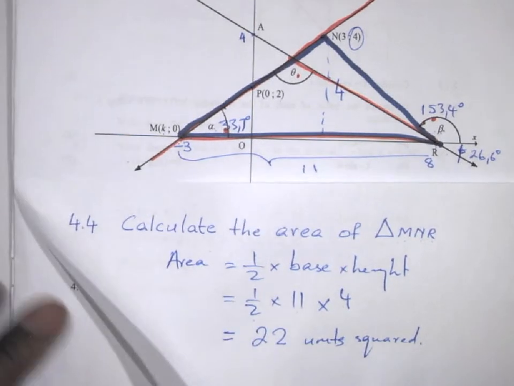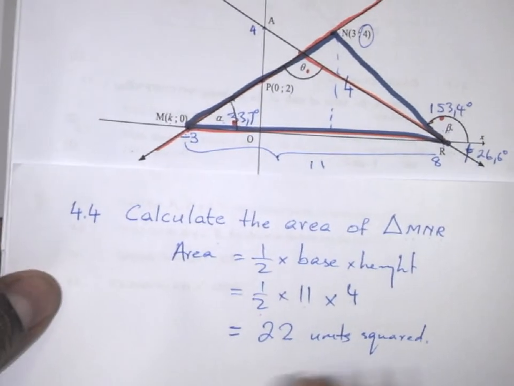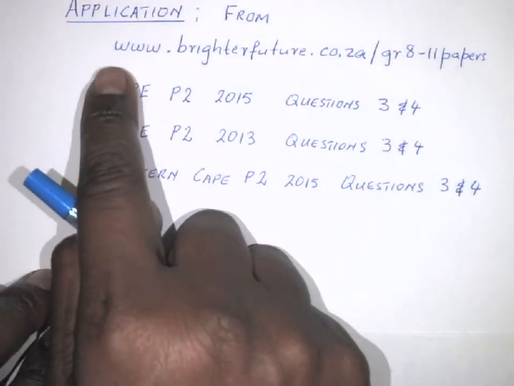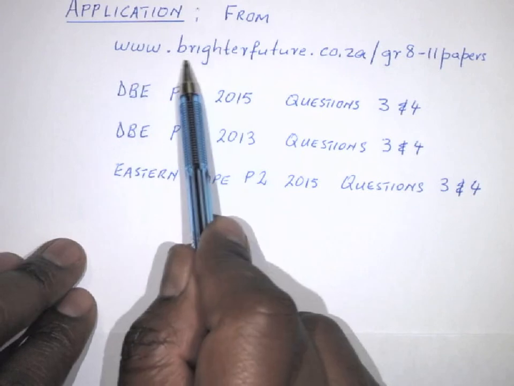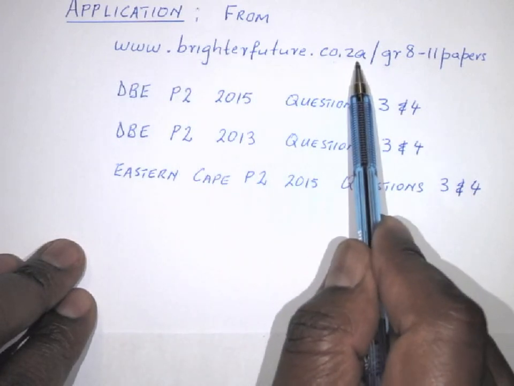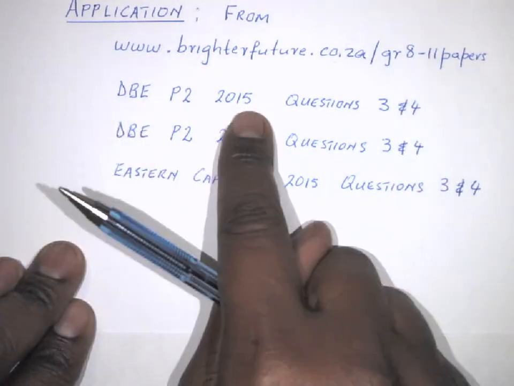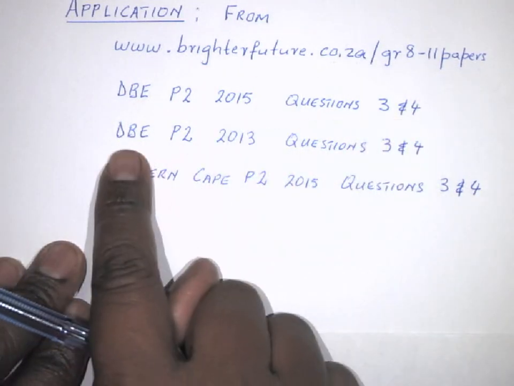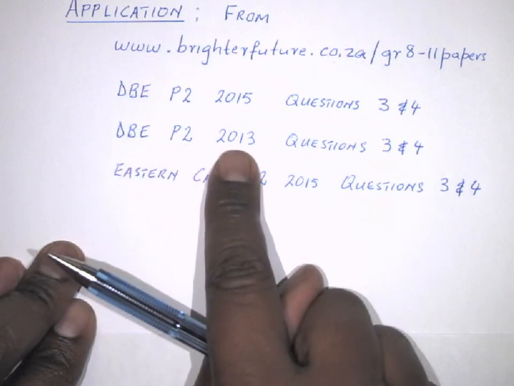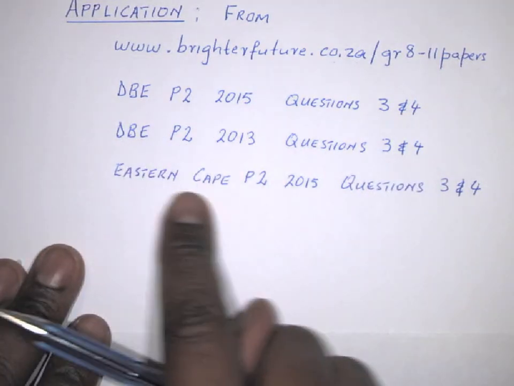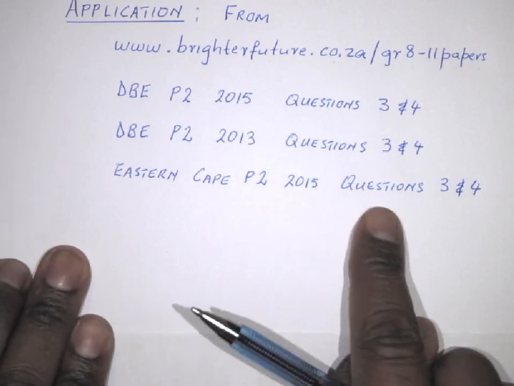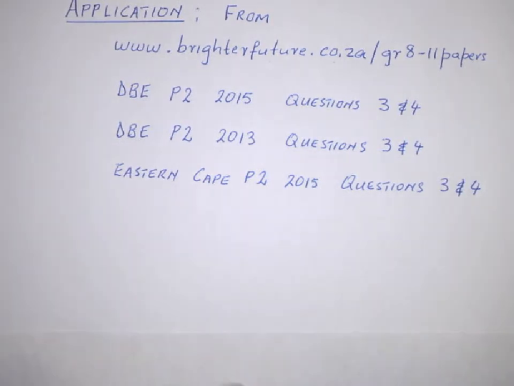Okay, so that was it. You can see that it's easy to do these problems. So on your own, can you try the work from brighterfuture.co.za, the grade 8 to grade 11 papers, the DPE paper 2 of 2015, questions 3 and 4, and DPE paper 2 of 2013, questions 3 and 4 as well, and the Eastern Cape paper 2 of 2015, questions 3 and 4. As simple as that. Of course, there will be extra things that they may ask, but it is very easy.